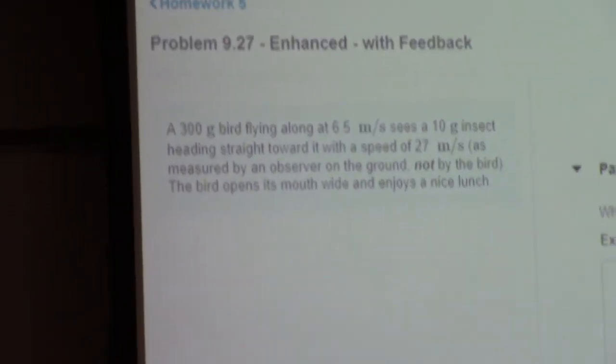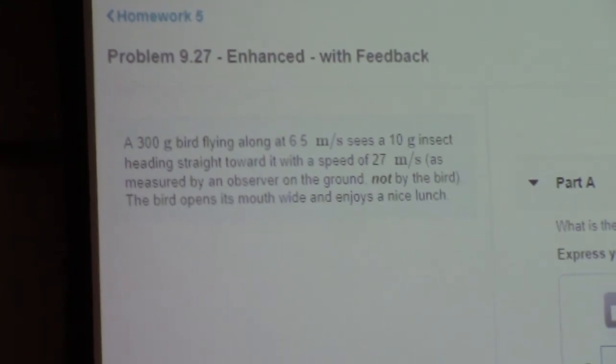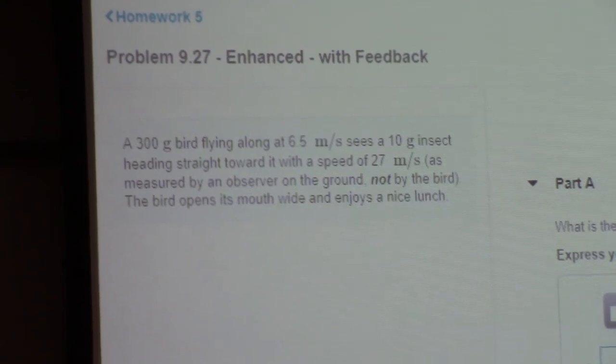All right, so we have a 300-gram bird. Again, grams perfectly fine, but you'll have to put it into kilograms. Okay, it's flying along at 6.5, sees a 10-gram insect flying straight towards it with a speed of 27, as measured by an observer on the ground, not the bird. The bird opens its mouth and enjoys a nice lunch. So what is the bird's speed immediately after swallowing the insect?